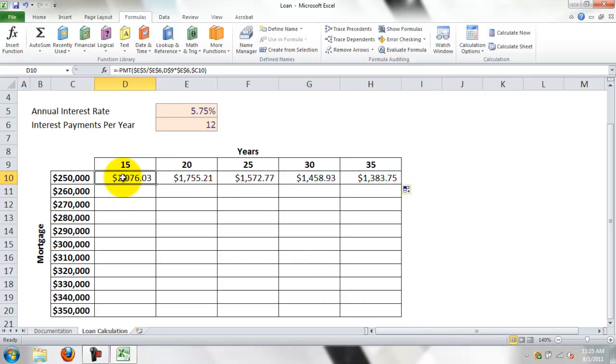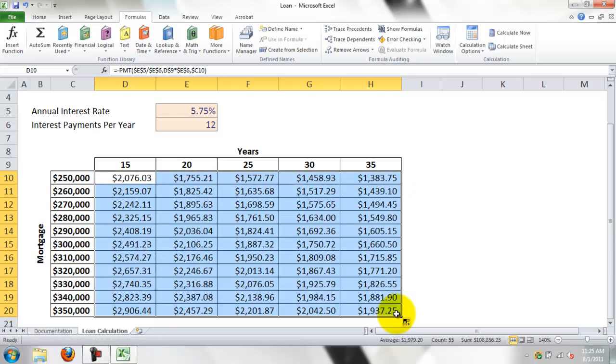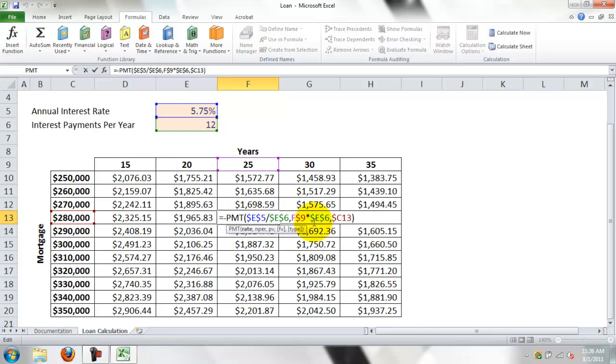Now I have D10 all the way to H10 selected, but I only have one little box at the bottom right. So I'm going to hover my mouse over that till my cursor changes, and I'm going to drag down all the way down to H20. And it fills in my payment function for every single cell. So if I click here, let's say 25-year mortgage at $280,000, I know it's right. I can double click on it and see what's going on.